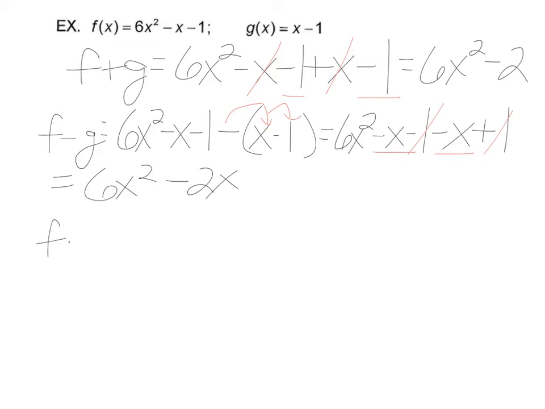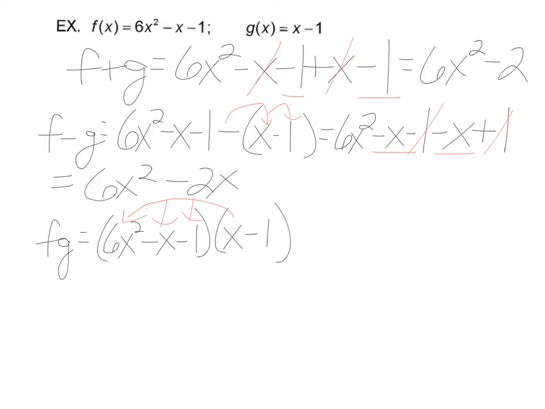F times g. So we've got 6x squared minus x minus 1 times x minus 1. Whenever I have 3 terms times 2 terms, I usually start with the 2 terms. And I'm going to distribute twice. So looking at the back, the x, I'll distribute it times everything in the first parentheses, and then I'll distribute the negative 1 times everything in the first parentheses.